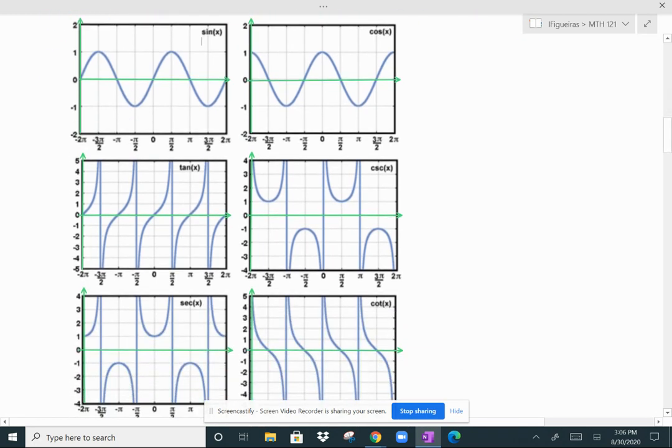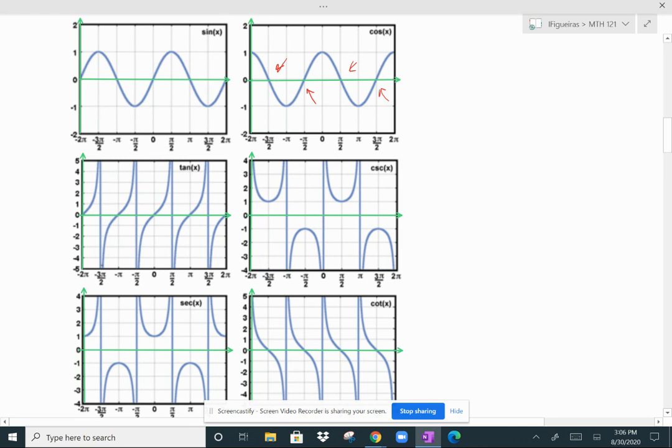Tangent, remember tangent is the same as sine over cosine. So tangent is undefined everywhere that cosine is equal to 0. So cosine is equal to 0 at -3 pi over 2, at -pi over 2, at pi over 2, at 3 pi over 2, and on and on. And so that's exactly where you see your asymptotes here.